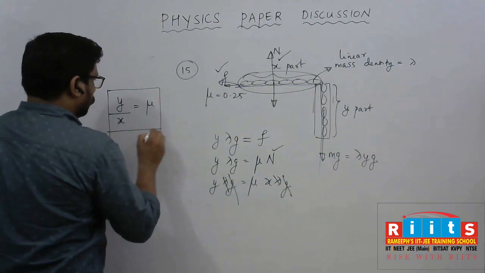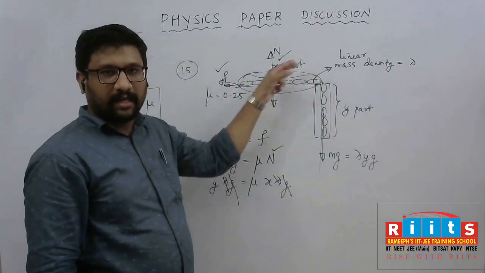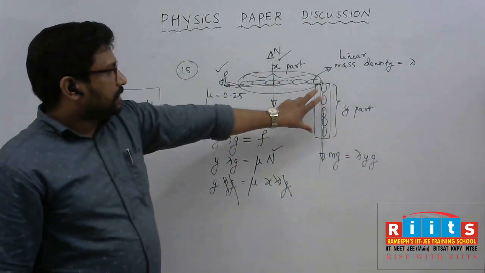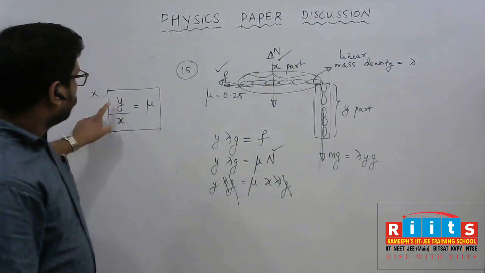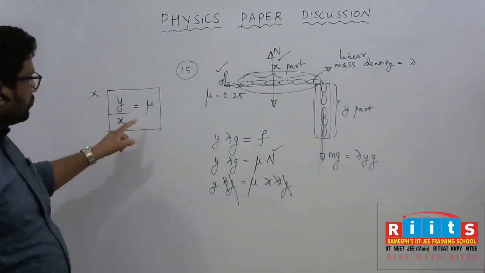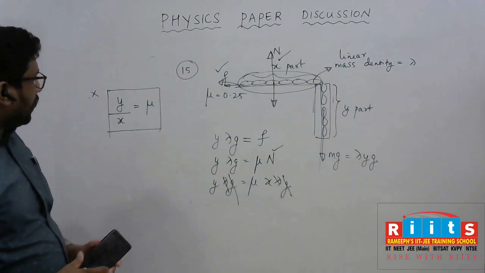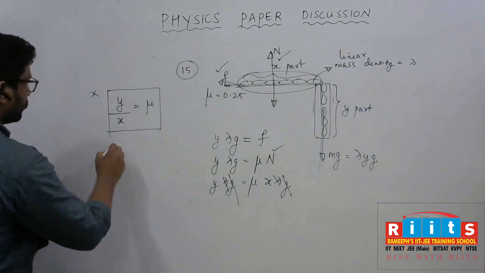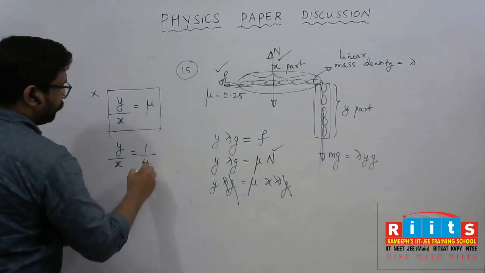This relation you have to remember. If they ask this kind of question, you must know that the ratio of the length of the chain which is hanging to the length which rests on the table is all the time equal to the coefficient of friction. According to the question, the coefficient of friction is given as 0.25, that is nothing but 1 by 4.